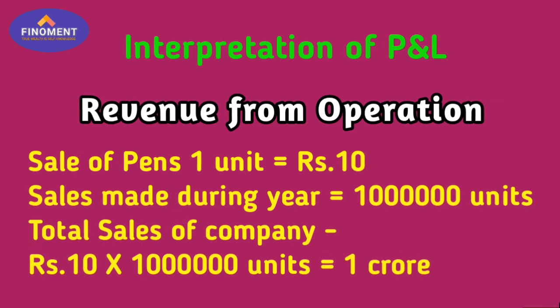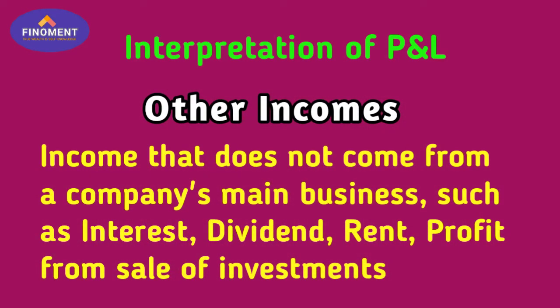Then the next part is other income. Those incomes which do not belong to the company's main business will be called other income. What will be the company's other sources of income? That is interest. If the company has put an FD into the bank and is earning interest on it, that is not related to the company's main business, so it will be shown in the other part, that is interest.